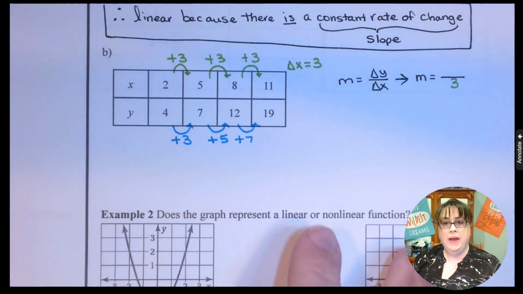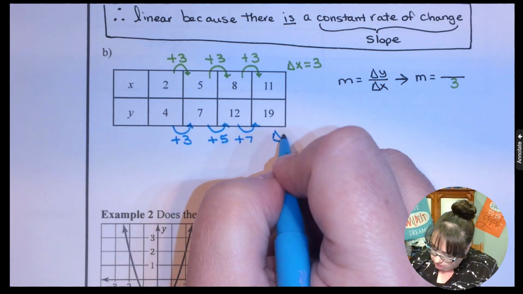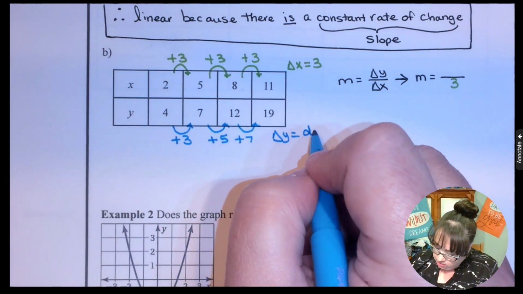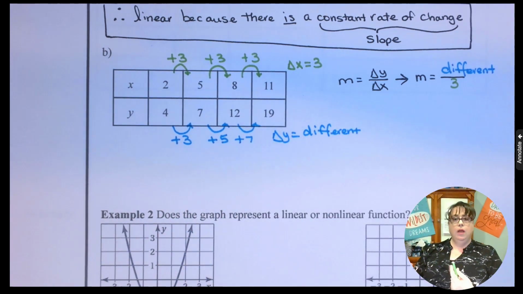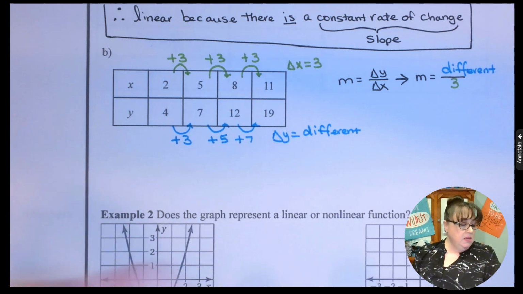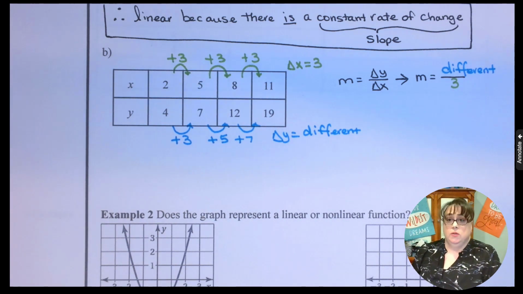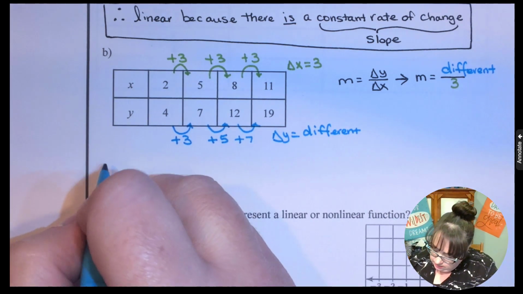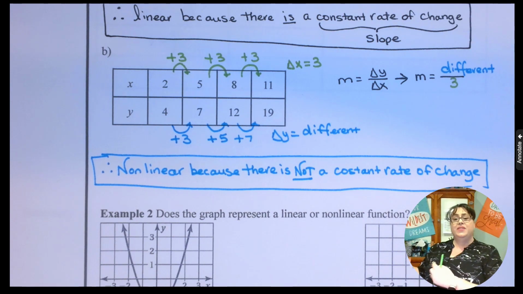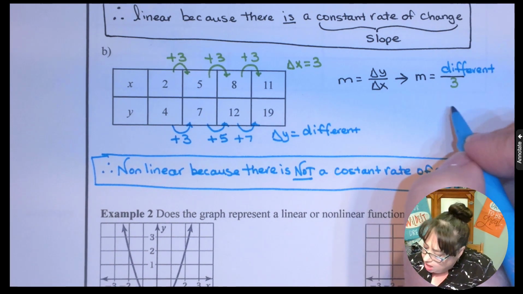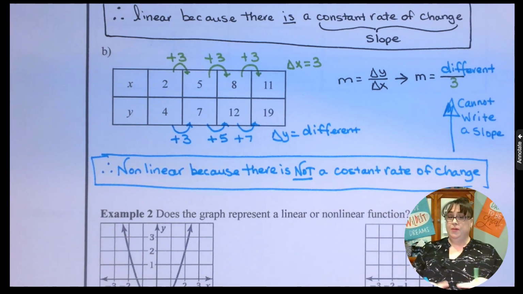I can't write a single number down. They're all different, which means I don't have a constant rate of change. I don't have a slope. So this is not linear. So this is nonlinear. It's nonlinear because there is not a constant rate of change. I cannot write a slope. So that's how we do it with the table.